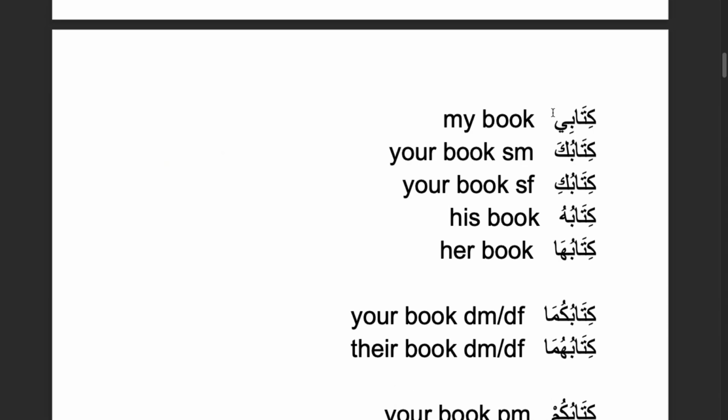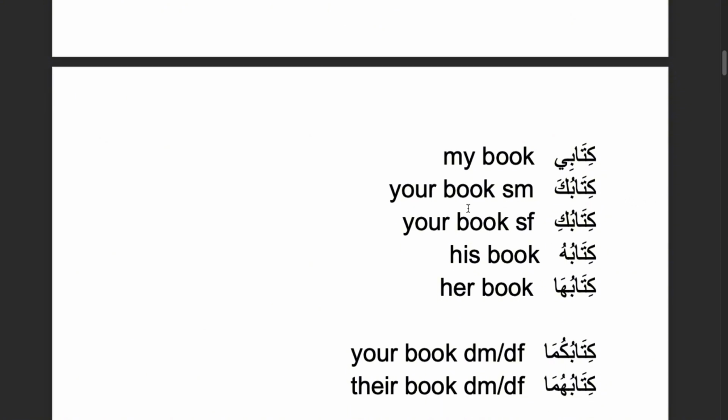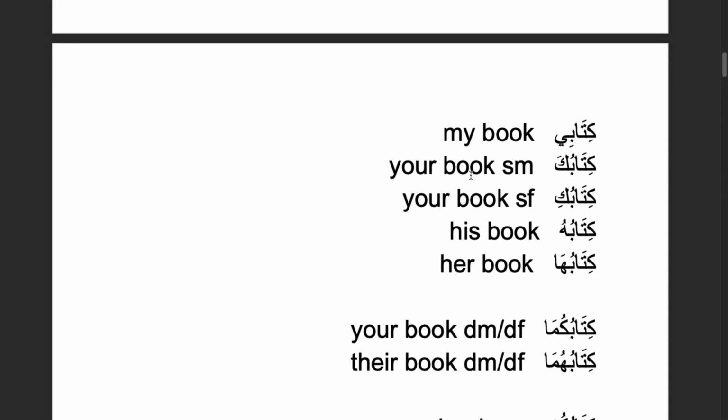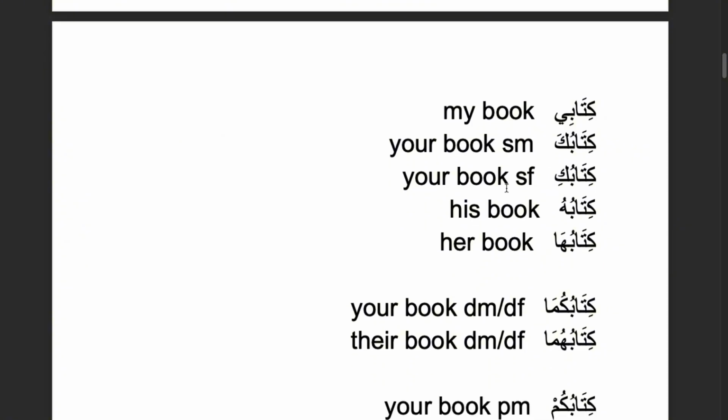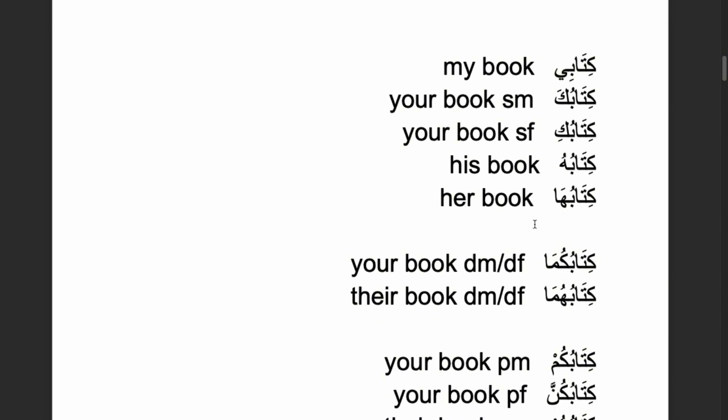So, what happens when we add the pronoun onto the word is that the word also loses the tanween, just like it does when you add the alif and lam. Just like kitabun would become kitabu ka, your book, singular male. The only exception is the ya, because this ya mad basically forces the letter before it to take the kasrah. So it's kitabi, my book. Here, your book, we have kitabuka, your book, singular male. Kitabuki, your book, singular female. Kitabuhu, his book. Kitabuha, her book.